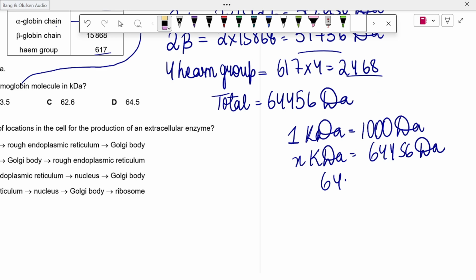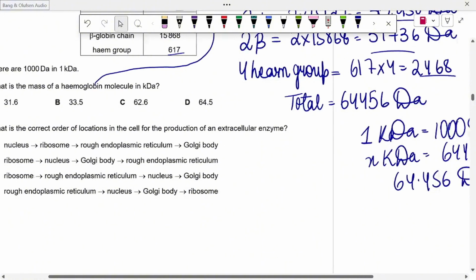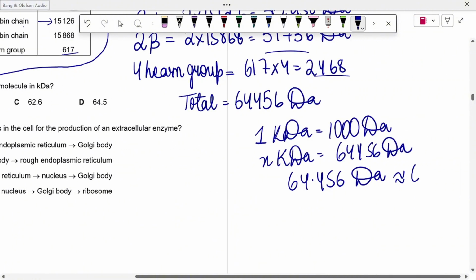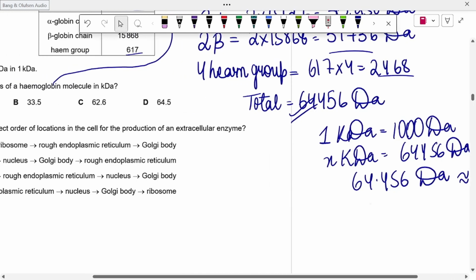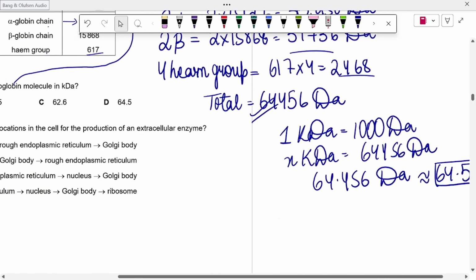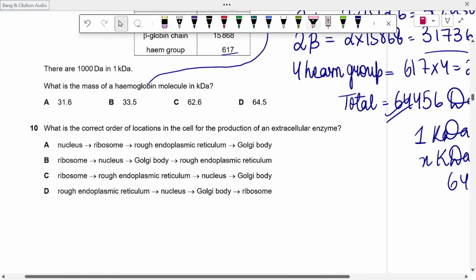Okay, एक minute. 64.456 Dalton. Answers are in one decimal place. आपने इसको round off किया, 64.5 Dalton. This is your answer. वैसे तो आंसर यहीं पे पता चल रहा था एंड डायरेक्टली आप कर लेते, बट मैंने शो कर दिया एक्स्ट्रा वर्किंग. योर आंसर इज डी. इज दिस क्वेश्चन क्लियर?